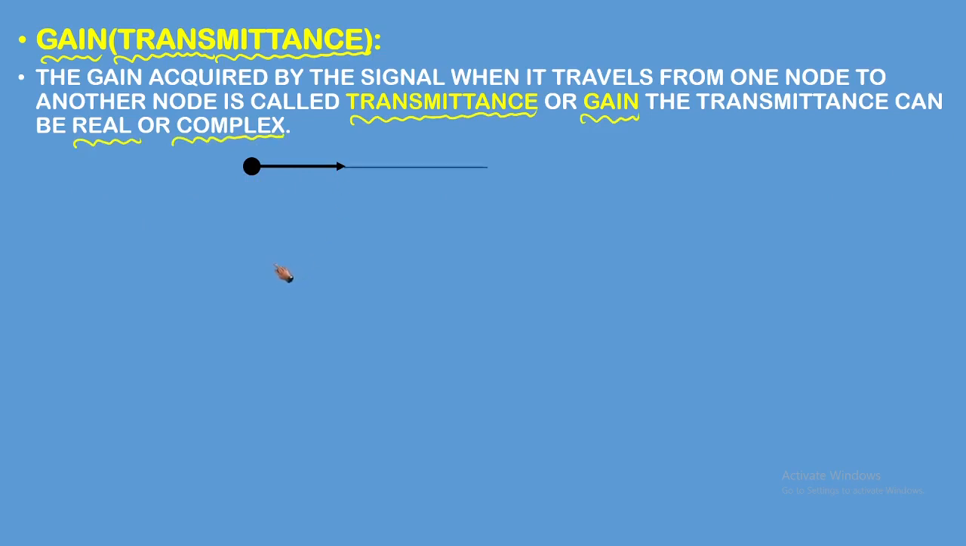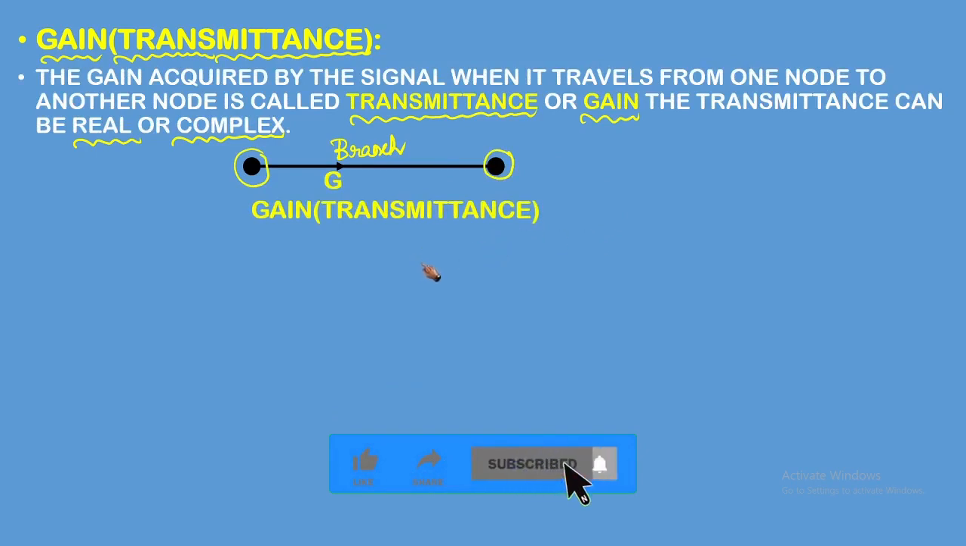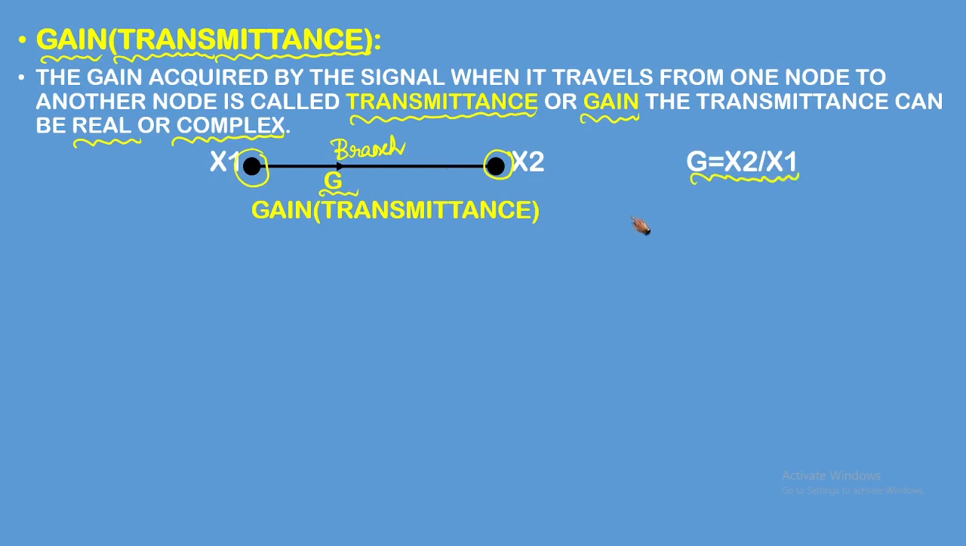Let us take an example of the gain or transmittance. We have taken one branch. For this branch, how much gain will be there when it is traveling from this node to another node? This is called the gain or transmittance. For this branch, we are saying the gain is G. That is the meaning of the gain or transmittance. So gain can be written as the ratio of x2 divided by x1. That is the meaning of the gain of that branch.